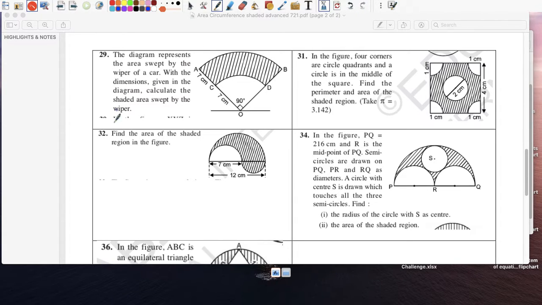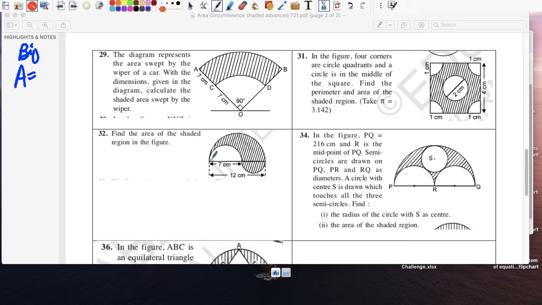Let's do the one right at the bottom. Find the area of the shaded region. Oh my god, really? So, it's a half circle of the big circle, and then a half circle of the small circle. That's the area of your shaded region. So, the big circle, put it on top. So area of the big circle.